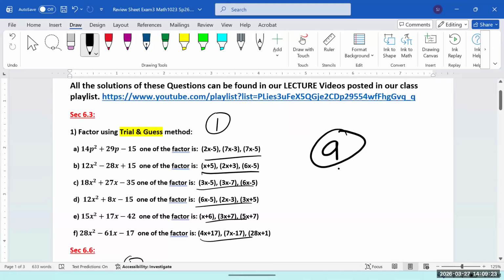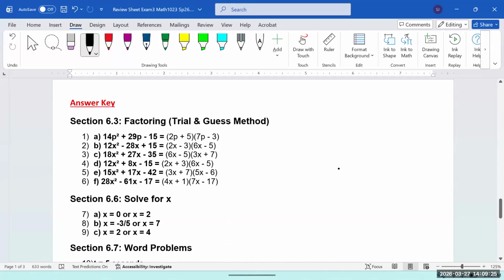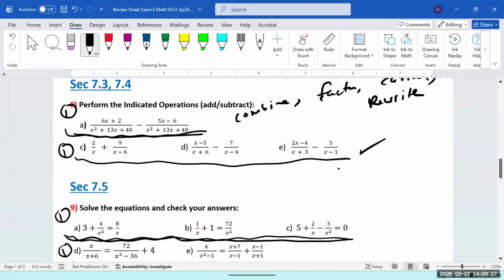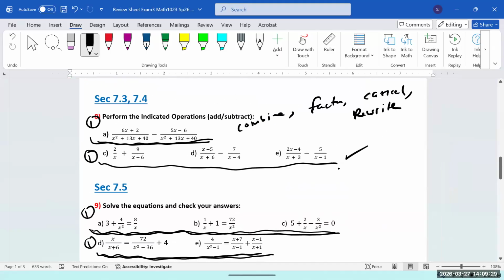A. Would be like the shirt. On Thursday, on Tuesday. Yeah.